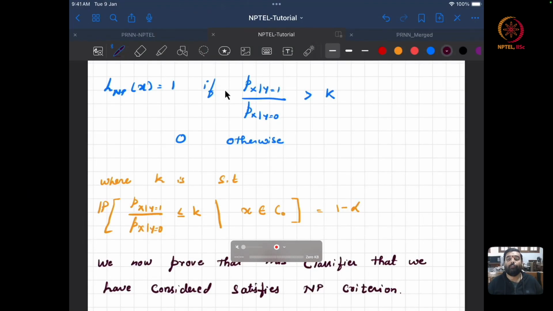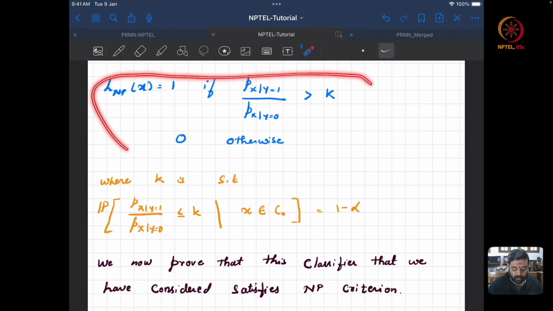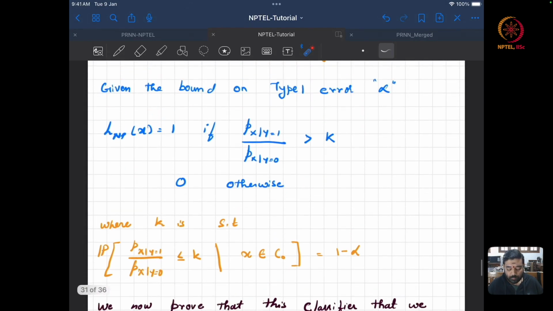Hello all, welcome to this tutorial in which we will be seeing an example of the Neyman-Pearson classifier that we have discussed in our earlier tutorials. Just to give you a small recap of the last tutorial, we constructed a classifier which is bounding the type 1 error by alpha, and among the hypothesis functions that satisfy this, the one that gives us the least type 2 error is what we are considering.